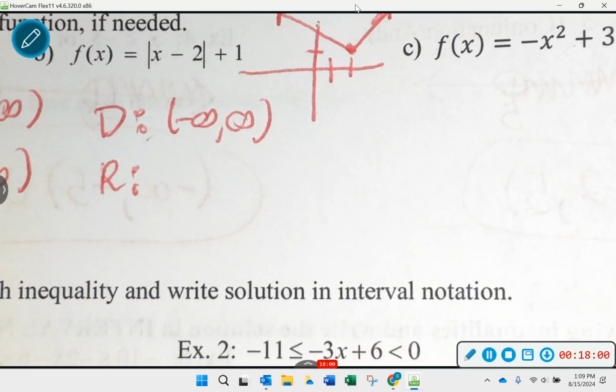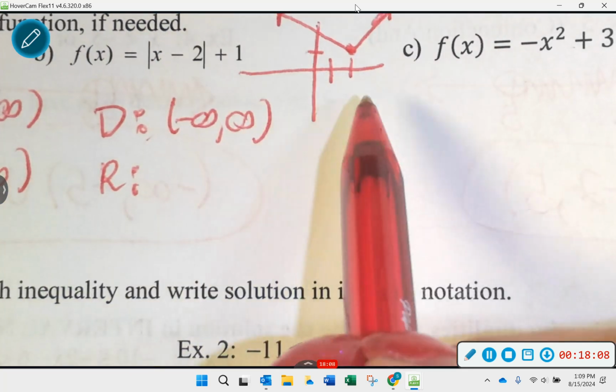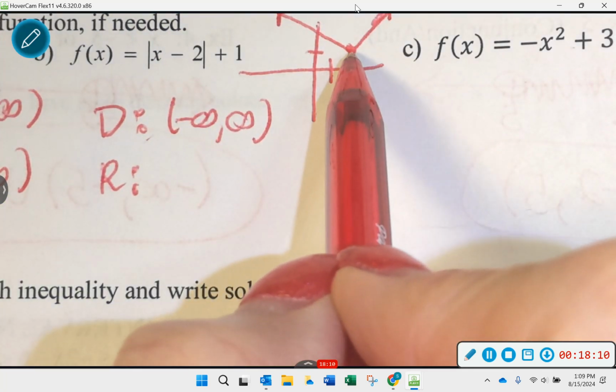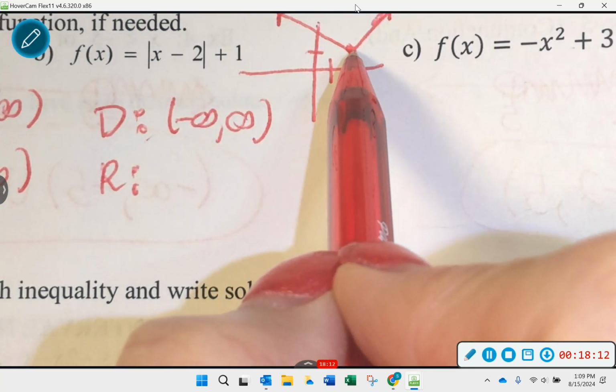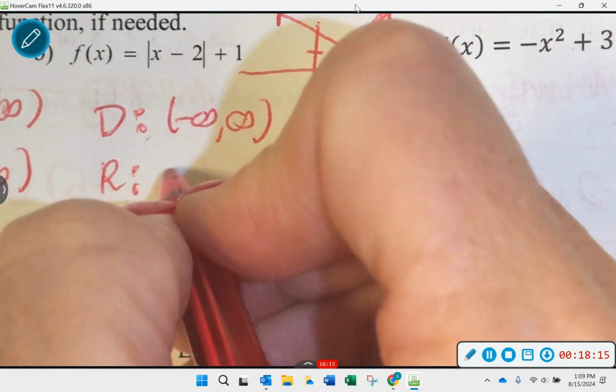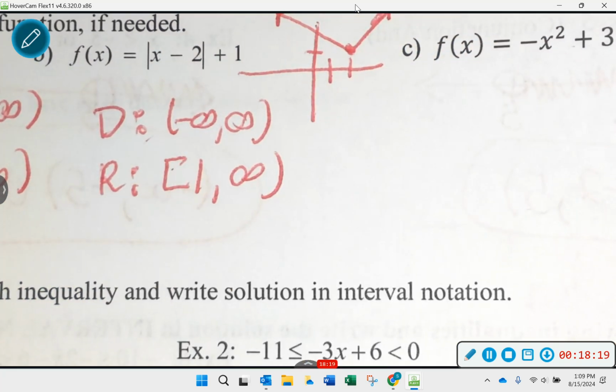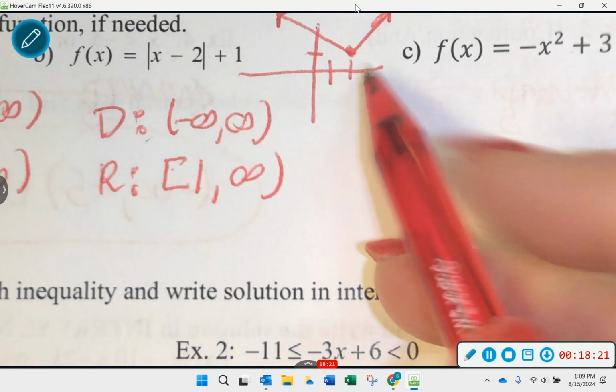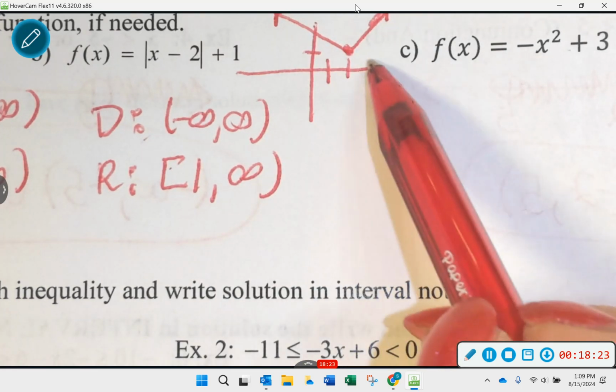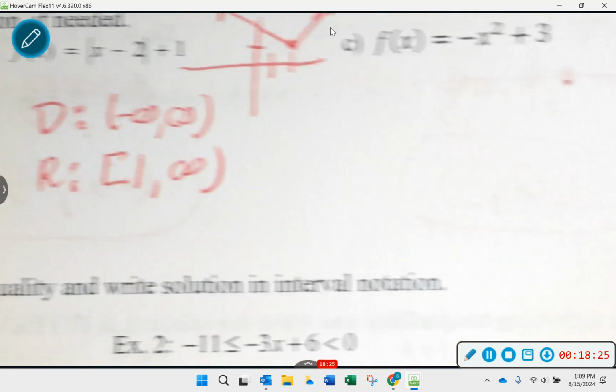Anybody know the range on that one? For the range, we have to look at our lowest y value we use. What's the y value right there? 1. So it's going to go from 1 to infinity. Anybody get that? Do you guys understand now why it would be that? We look at our lowest y value.